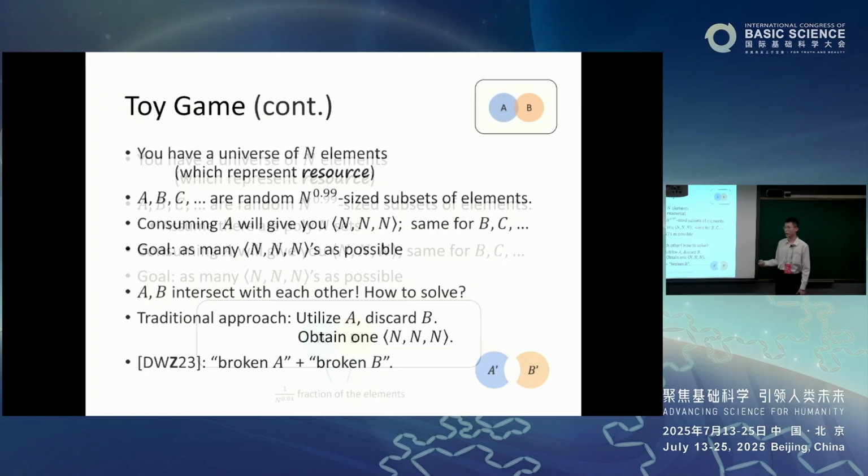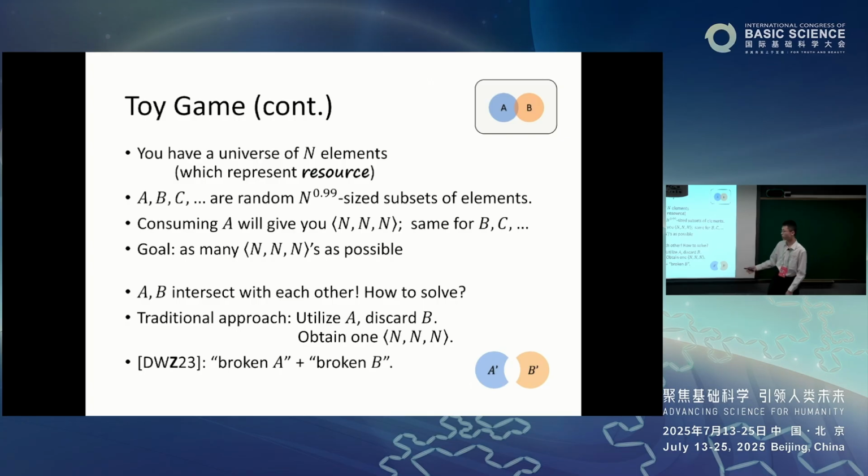For now, let's first look at two of the sets, A and B, instead of a lot of sets. Because both A and B are large and random sets in the universe, with high probability, they will share a small intersection part in the middle. Which means that if we want to consume all of the elements in A, we will not be able to do that again for B because they share some elements, but every element can only be used once. So in this situation, the traditional laser method just says that let's simply utilize a single set A and discard the other one. So we get one matrix multiplication tensor in the end.